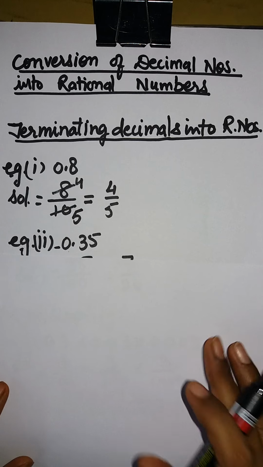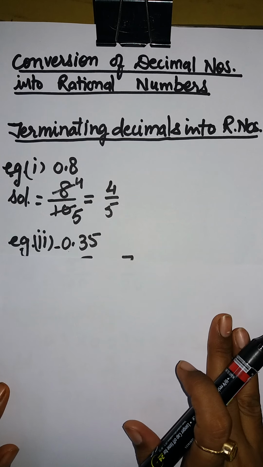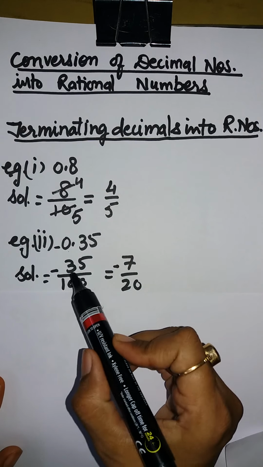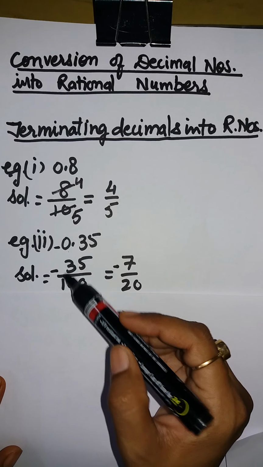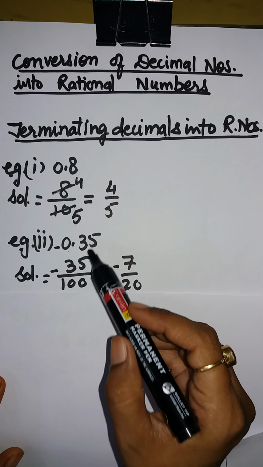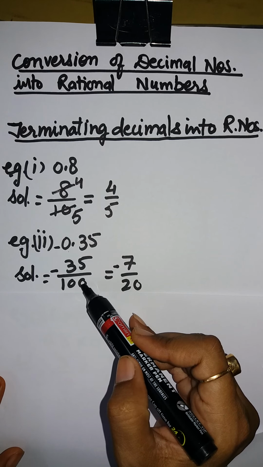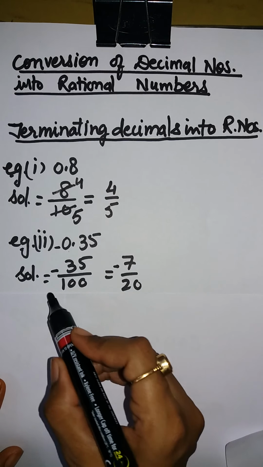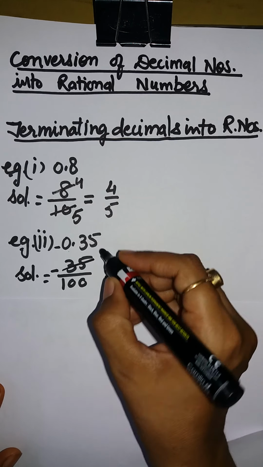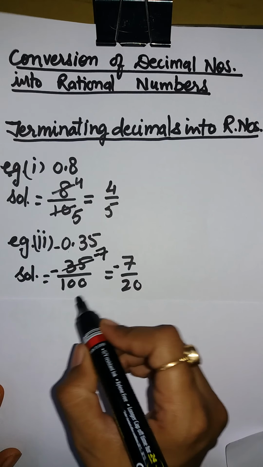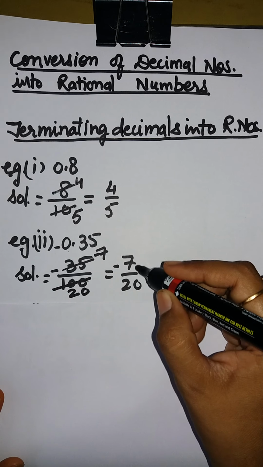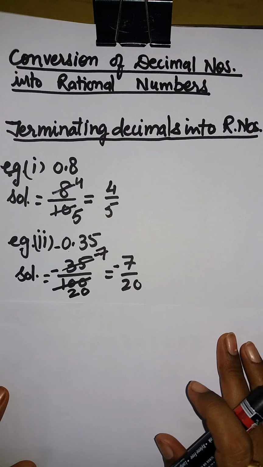Taking one more example, minus 0.35. We can convert this terminating decimal into a rational number. How? We write 1 in the denominator place, and 2 decimal places are there. So next to this 1 we write 2 zeros, and then we convert this rational number into the simplest form. So 5 times 7 is 35, and 5 times 20 is 100. So minus 7 by 20 is the simplest form of it.